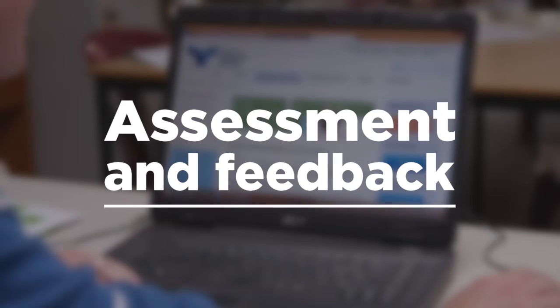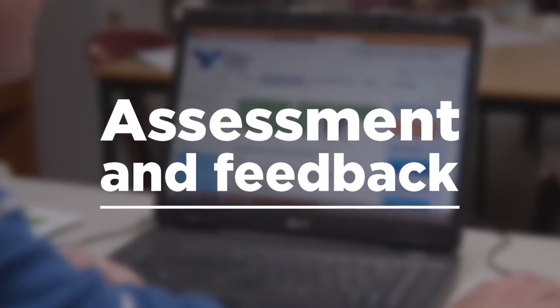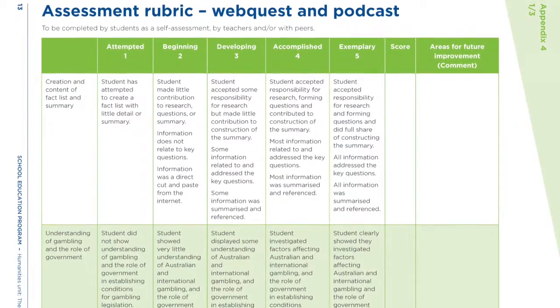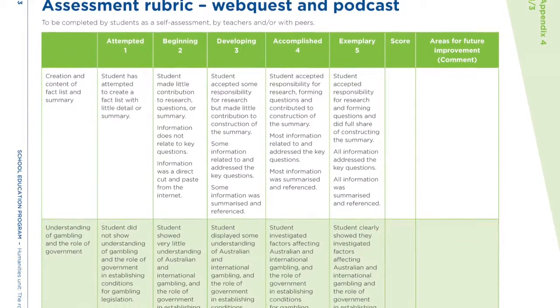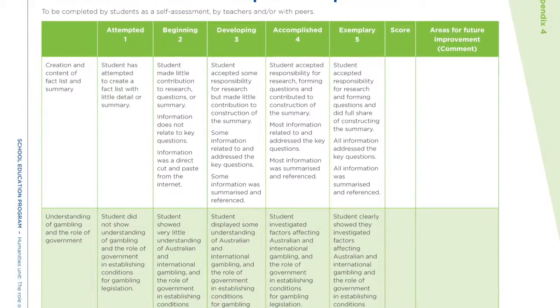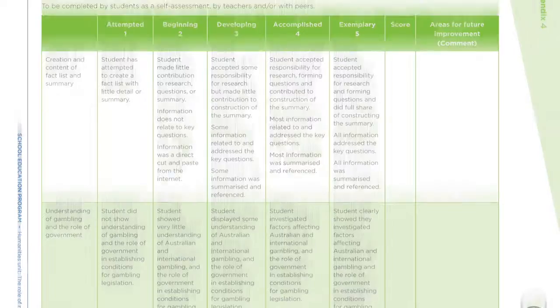An assessment rubric for the WebQuest activity has been included in the appendix on page 13. It is important that partial or full achievement of learning outcomes are noted. This rubric can be completed by students as a self-assessment, by teachers and with peers. Help students to reflect on elements they've achieved and areas for future improvement. That concludes our instruction video for this unit.